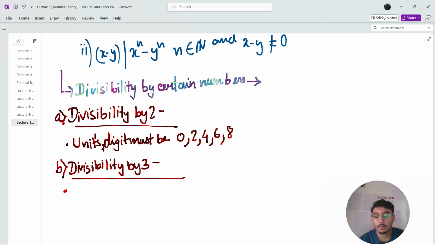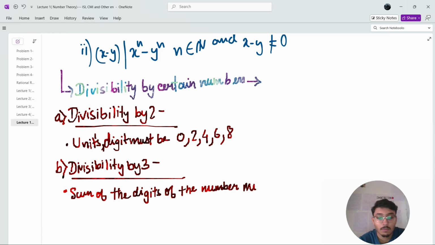It is basically the sum of the digits of the number given must be divisible by 3. Sum of the digits of the number must be divisible by 3.